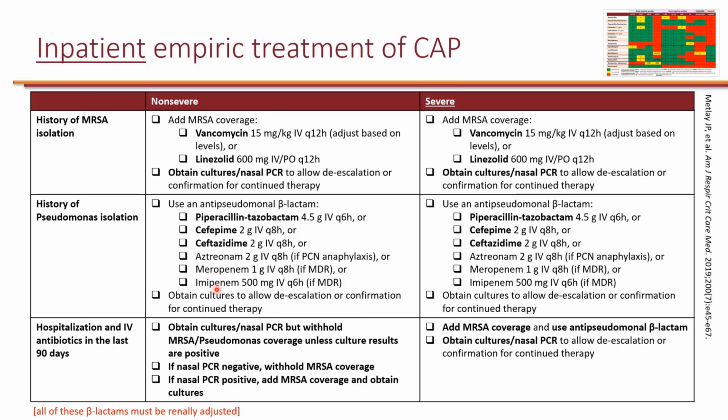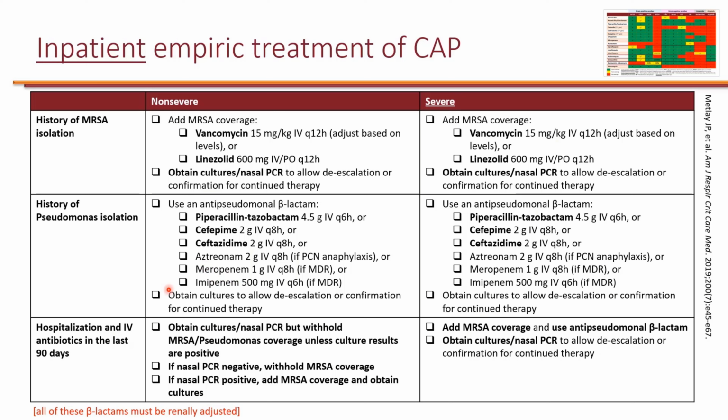Now, with carbapenems, meropenem, and imipenem, because they are very broad, you should only use them if the patient had a history of multidrug-resistant Pseudomonas, meaning that if in the past they had Pseudomonas that was resistant to piptazo or cefepime or ceftazidime, then you don't want to use those same agents. So you want to use something broader like meropenem.